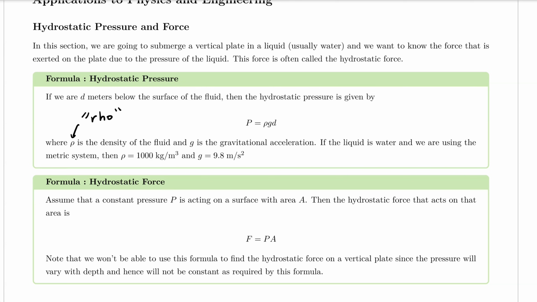Assume that a constant pressure, capital P, is acting on a surface with area, capital A. Then the hydrostatic force that acts on that area is force equals pressure times area. Note that we won't be able to use this formula to find the hydrostatic force on a vertical plate since the pressure will vary with depth and hence will not be constant as required by this formula.